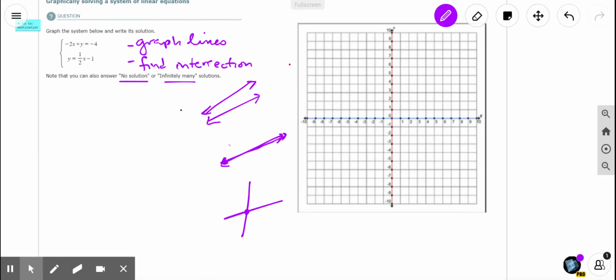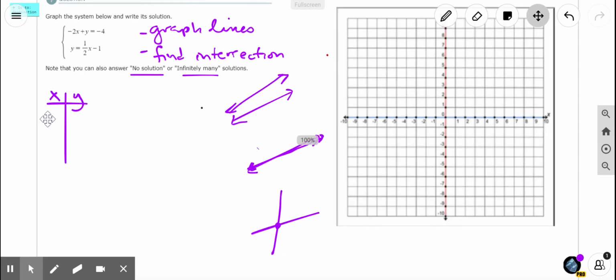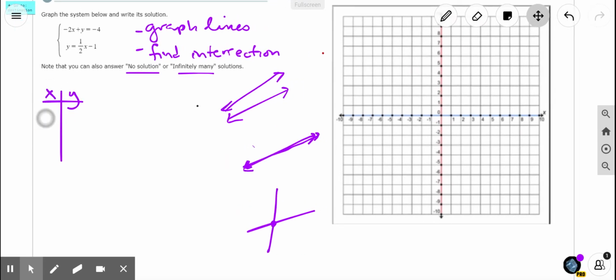You can use y equals mx plus b if you remember it. I'm not going to teach it. I'm going to teach a table. Because if you can remember that there's a table and you can create a table for any equation, you will be home free no matter what. There are no tricks whatsoever.